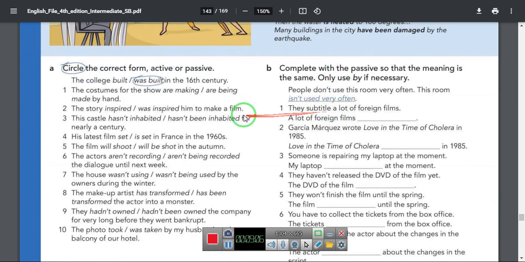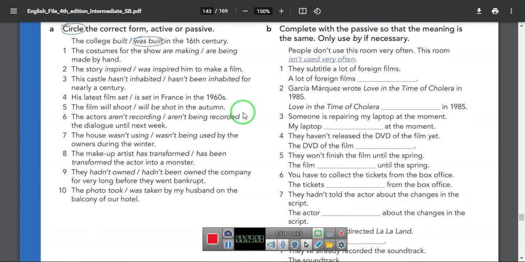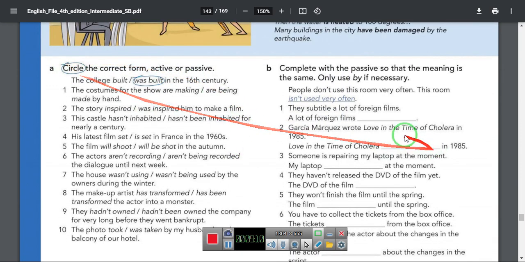So, some examples, practical part, и теперь практическая часть, A and B. In A, circle the correct form, active or passive. Итак, в A вам нужно обвести правильную конструкцию, активная она может быть или пассивная. The college built or was built in the 18th century. Was built, построили, да, он не сам себя построил. And etc. И так до 10.